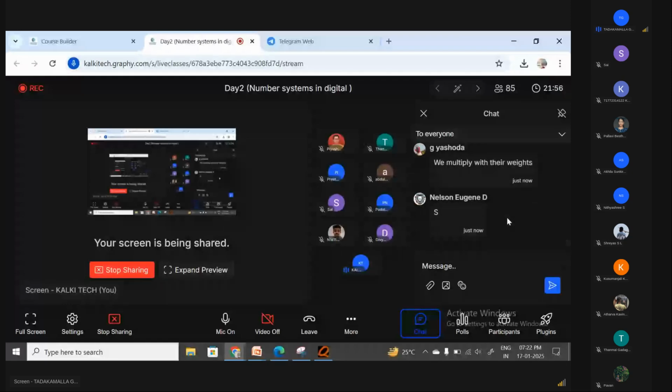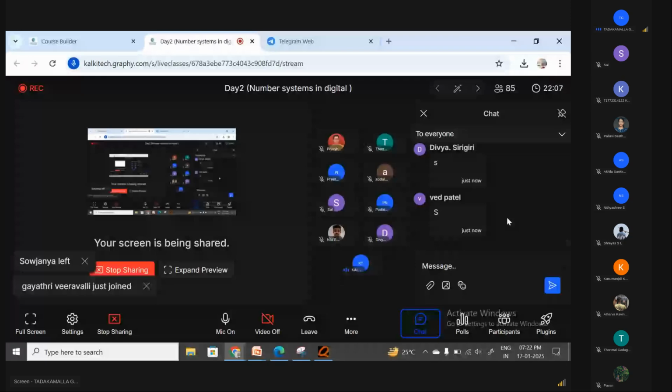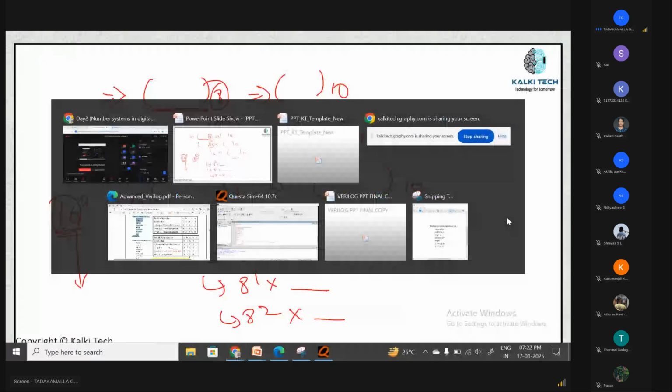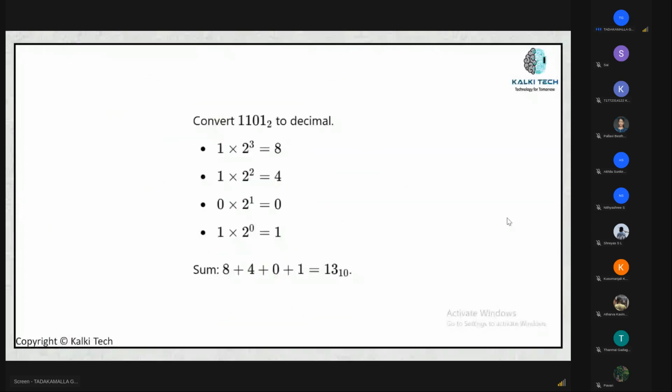How to calculate other number systems into decimal, and decimal to other number systems. Please do remember, if you want to convert any number system into the decimal number system, consider the weights and add all the weights. Is it clear for everyone? Can we move forward?